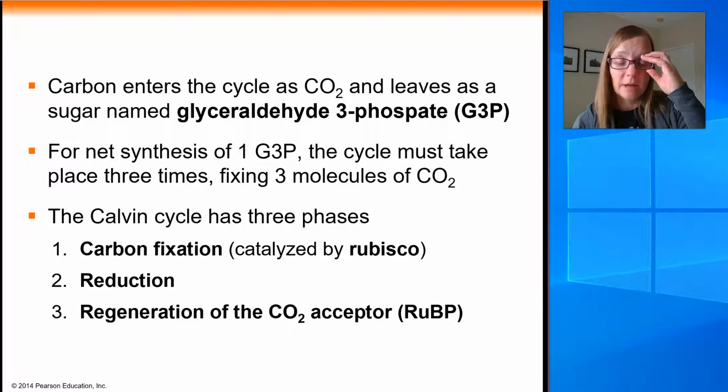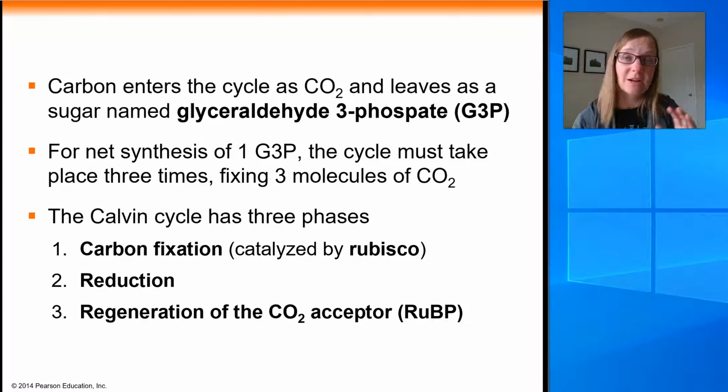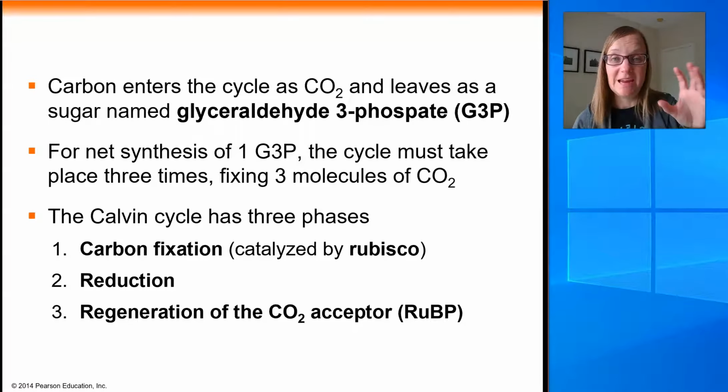Now, the Calvin cycle has 3 main chunks, and these are the 3 main chunks that I need you to know. Again, we're going to go through the individual chemical reactions, most of them, for the Calvin cycle. I don't need you to memorize all of those. I just need you to know the main 3 processes that take place in the Calvin cycle.